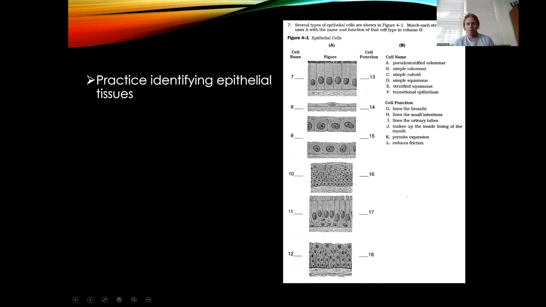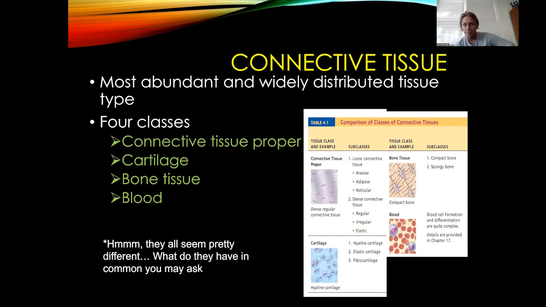Okay, so the second part of this lab is going over connective tissue. All right, so with connective tissue, this is very diverse in function. There's many different types of connective tissue. So we have four major classes when it comes to connective tissue. We have connective tissue proper, we have cartilage, we have bone tissue, and we have blood. So those are four major classes of connective tissue.